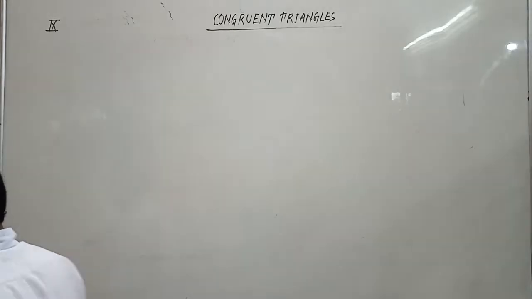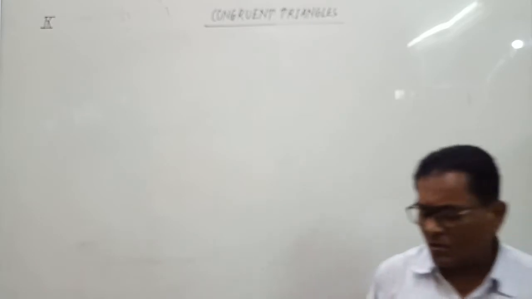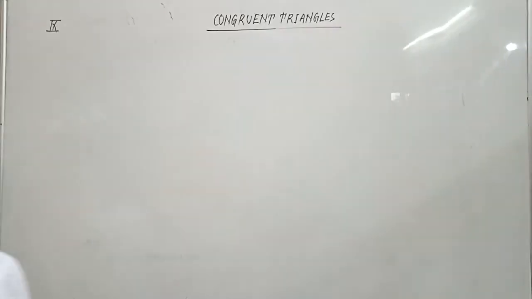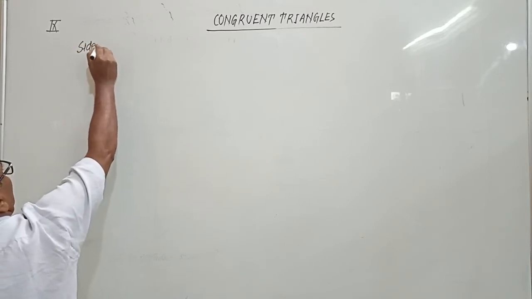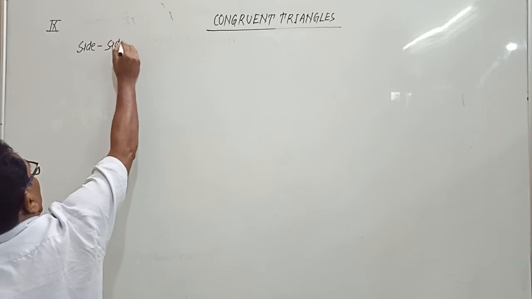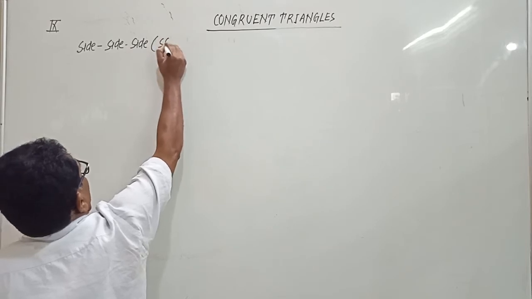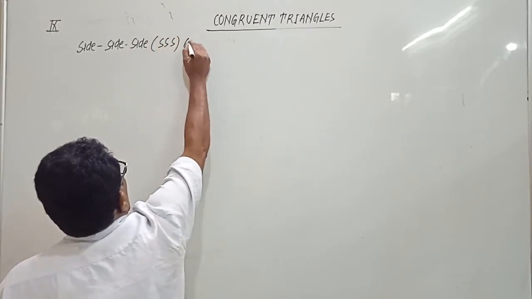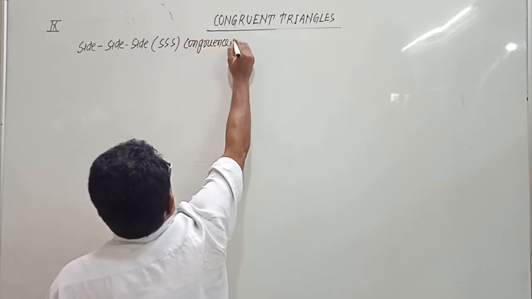Continuing the chapter on congruent triangles, in this video we discuss two other congruence criteria, of which the first is the SSS congruence criterion, side side side.